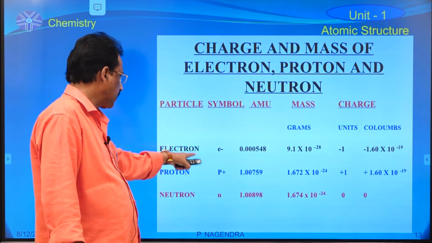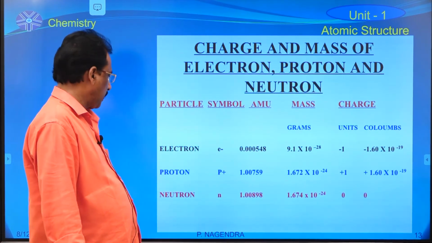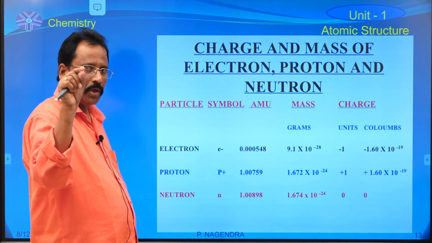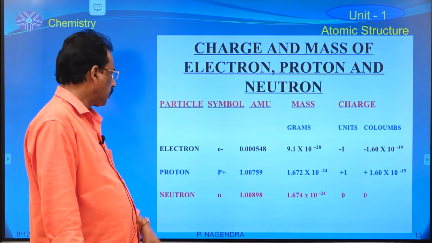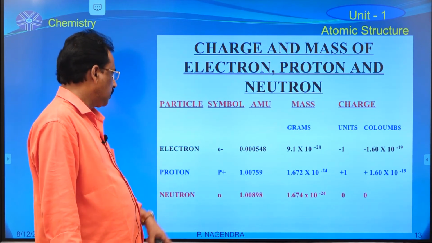This is represented by negative charge because the electron is a uni-negatively charged particle. Proton is a uni-positively charged particle. Neutron has zero charge. That is why its charge is 0.